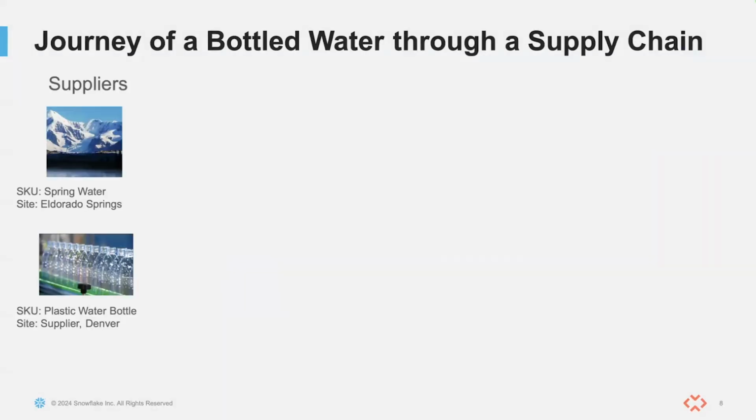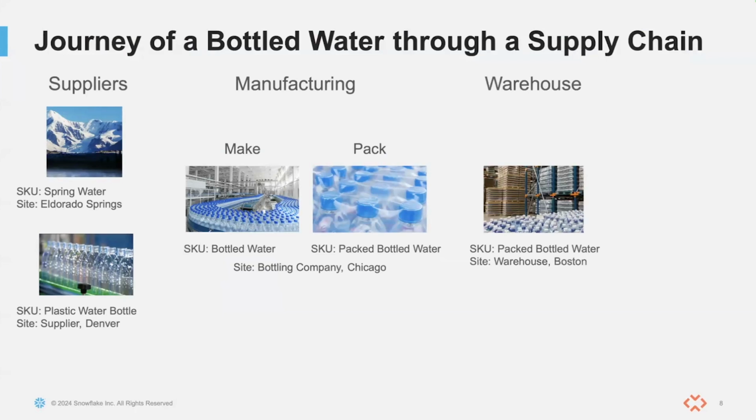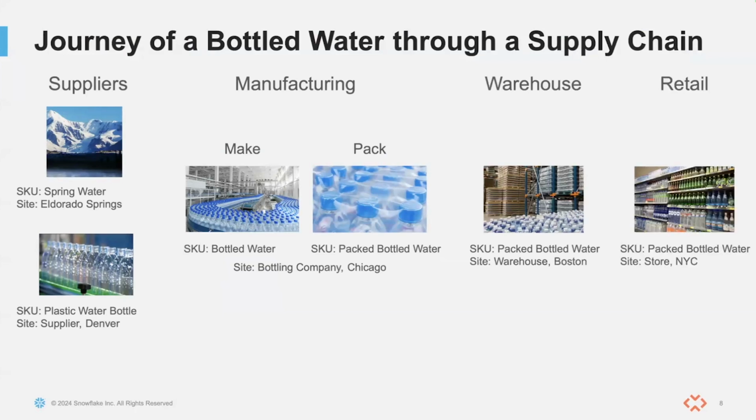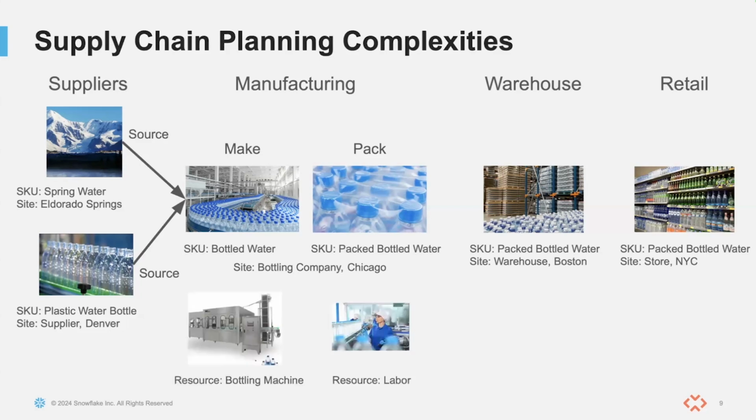If you want to buy a bottle of water, this is the underlying supply chain that supplies it. You have to first source the raw material in terms of spring water and plastic bottles. You have to make sure you have a bottling company to bottle the water, to pack it, to send to warehouses, and finally before reaching the retail store. So it's actually kind of complicated because you have to figure out how to source, how to make.